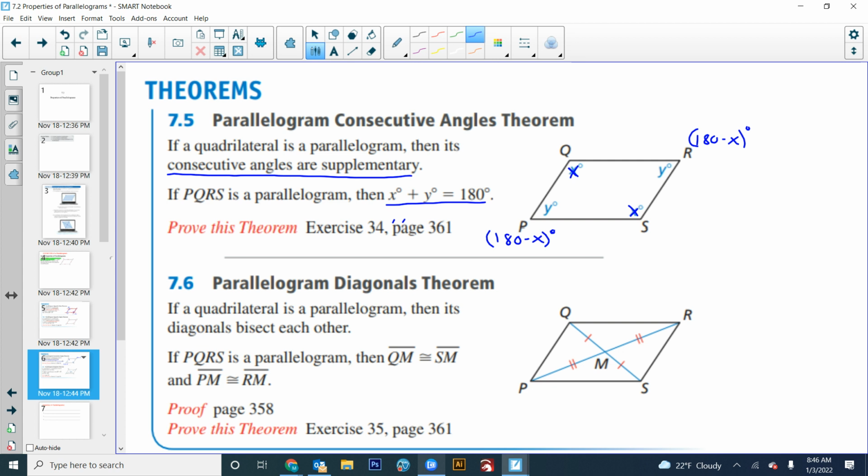And the last property of a parallelogram is that if you're told it's a parallelogram, the diagonals bisect each other. You have to write out, and I'm going to be very picky on this one, diagonals bisect each other. You can't just write diagonals bisect, and I'll tell you why in a minute. You have to write out diagonals bisect each other.